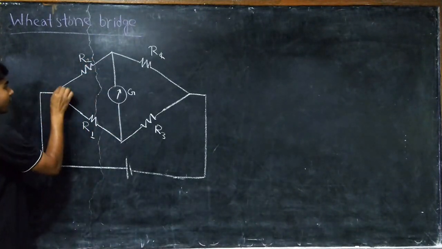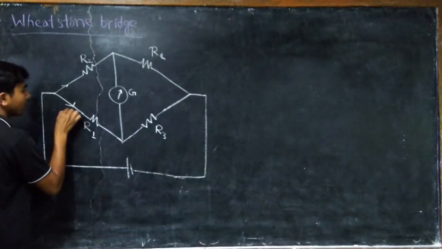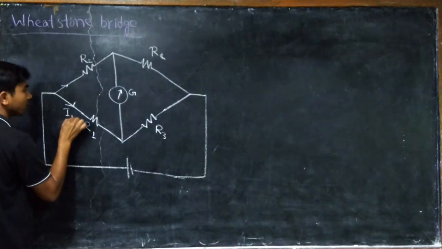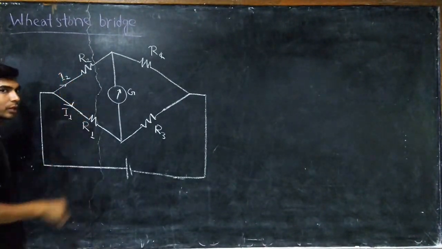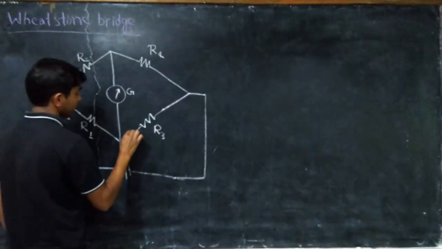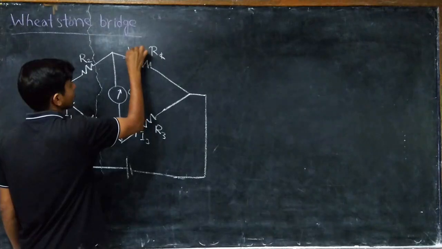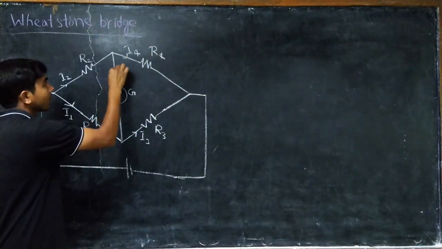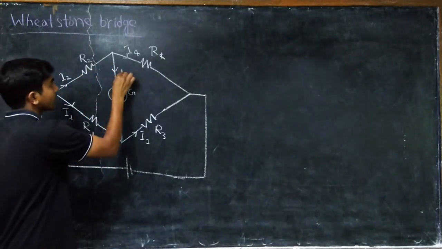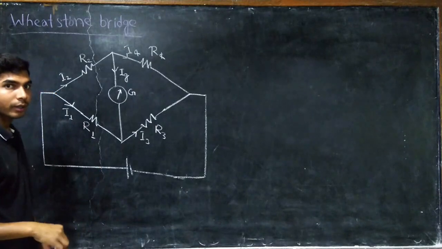So current will start flowing in this one, right? Suppose here I1 current is passing in this one and I2 current is passing in this one, and here I3 and I4. See, there will be current in this one also. Suppose that current is IC, right?